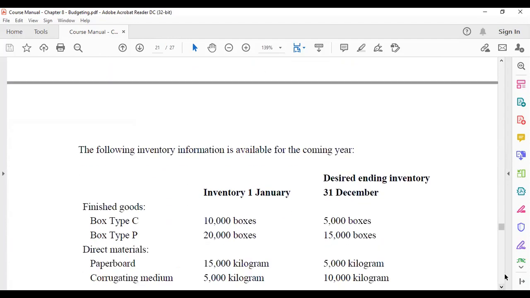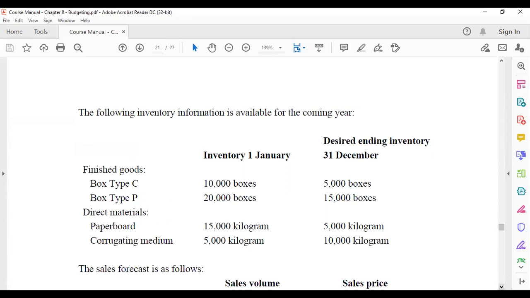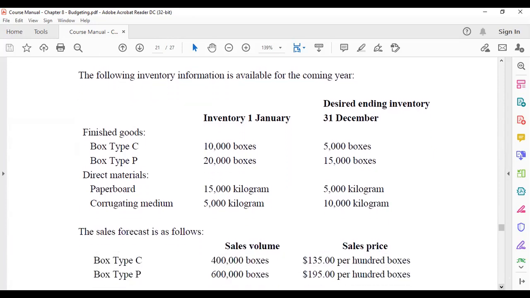Right. Then the following inventory information is available for the coming year. So you are provided the inventory information as well. The finished goods inventory is there, box type C and box type P, the beginning of the period, end of the period. The quantities are given, and similarly, the direct materials for the 2 ingredients that you may use is provided. 15,000, 5,000, 5,000 and 10,000 kilograms.